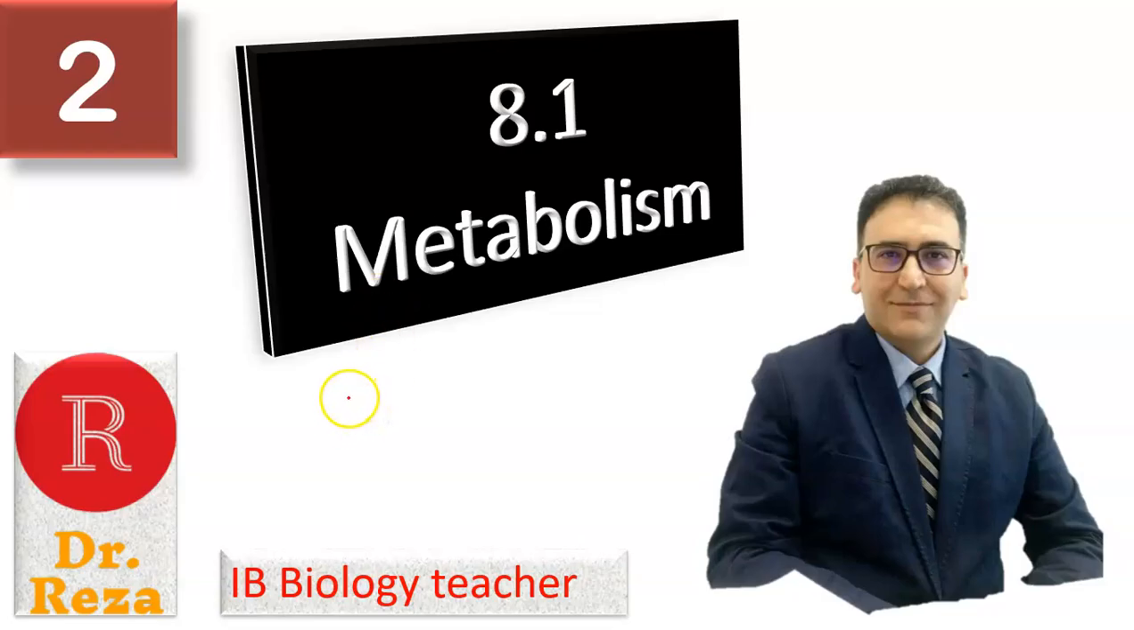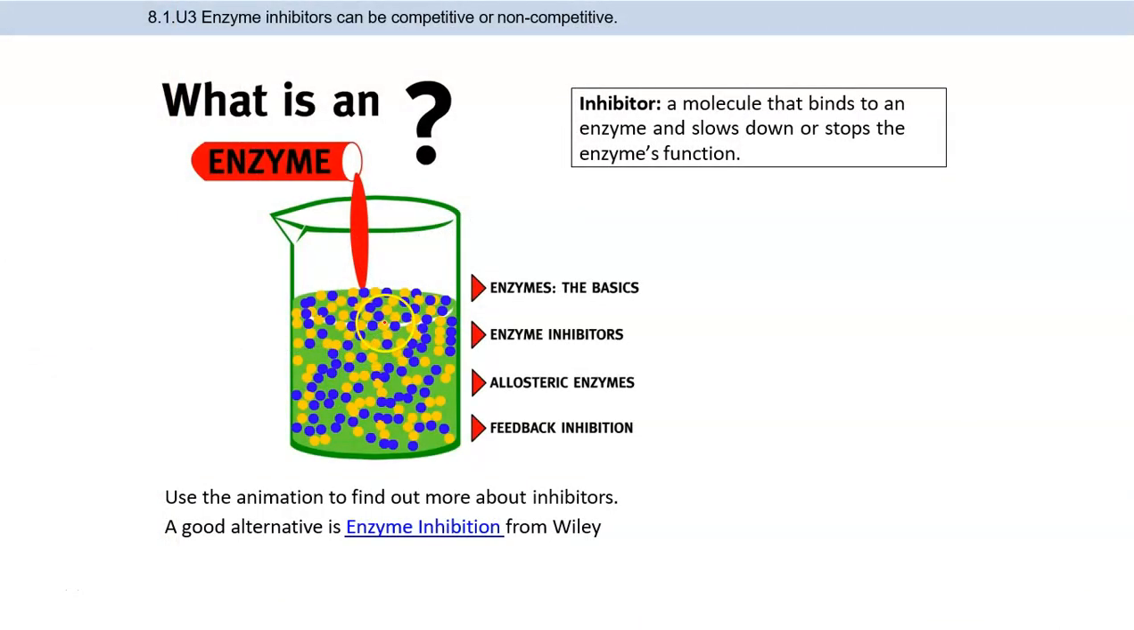Hello everyone, in this video we are going to talk about enzyme inhibitors. We already know what an enzyme is, so right now we are going to talk about what an inhibitor is. An inhibitor is a molecule that binds to an enzyme and slows down or stops the enzyme's function. So easy, isn't it?